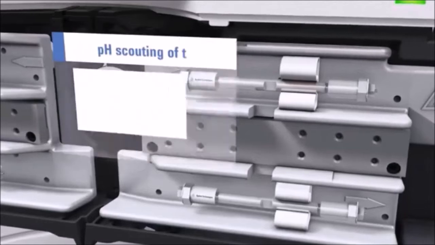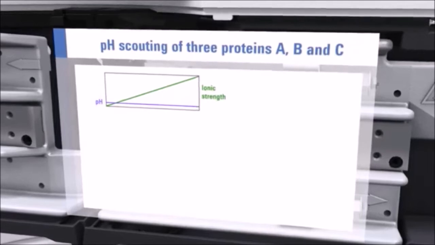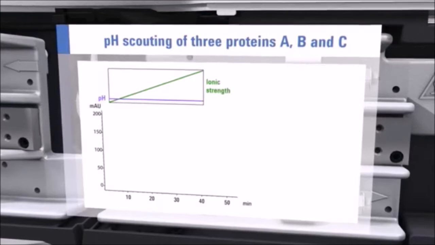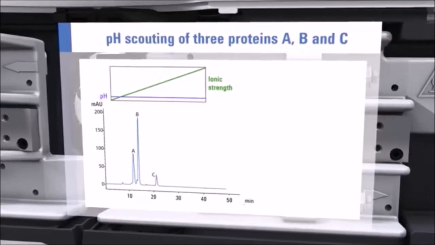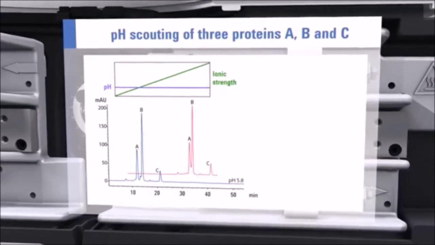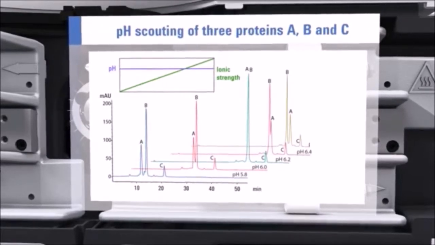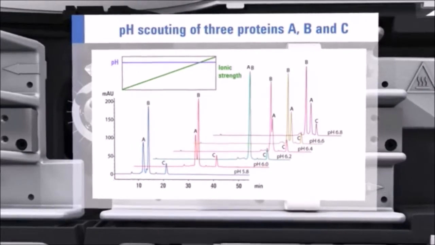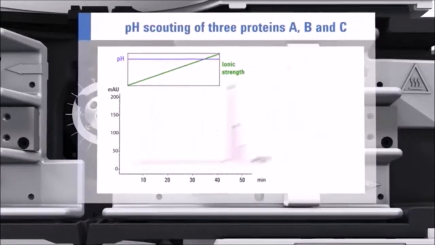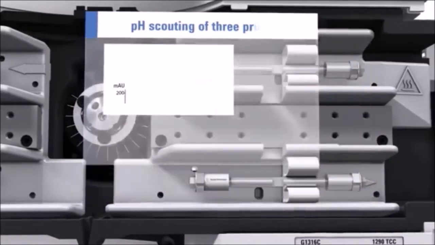In the following example of pH scouting, salt gradients at different pH values are used to optimize the separation of 3 proteins. In this example, using the Agilent 1260 Infinity BioInert LC, salt gradients are created at pH values from 5.8 to 6.8 in steps of 0.2, giving a total of 6 different chromatographic methods. Even small differences in pH lead to significant changes in separation performance. The salt gradient at pH 6.8 yields the best separation.